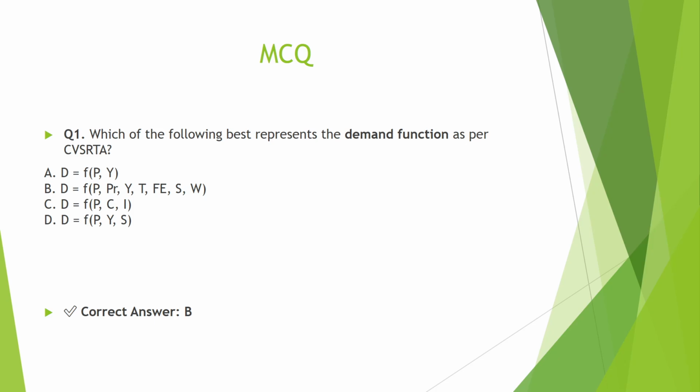So now we are moving towards the MCQ section. In this section, we will see some MCQs, the type of questions that can come in your exam. The first question is, which of the following best represents the demand function as per the referring book? So ignore the name of the book. This is the function. Okay, so the correct answer is B.